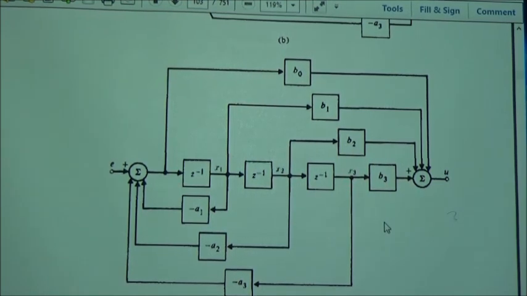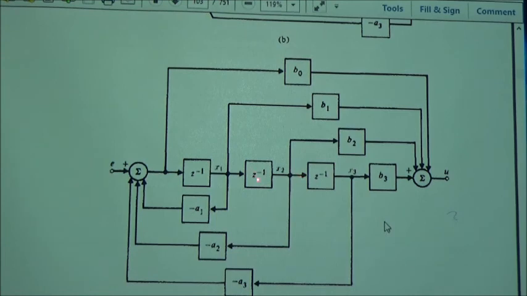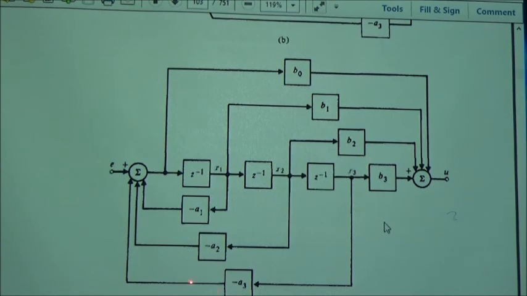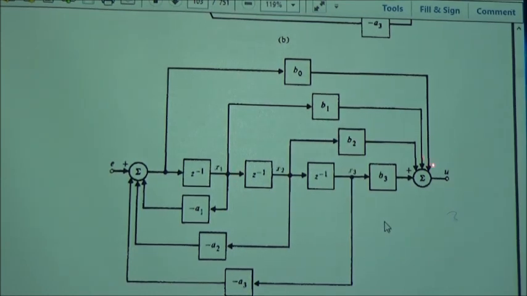So now you can see the state equations right here. X1 of k plus 1 is equal to X2, X2 of k plus 1 is equal to X3, and X3 of k plus 1 is minus A1 X1, minus A2 X2, minus A3 X3, and then of course plus E. What makes it more challenging here is that your output equation, U, is not only going to depend on the state, V3 X3, but also plus V2 X2, plus V1 X1, plus V0 E.